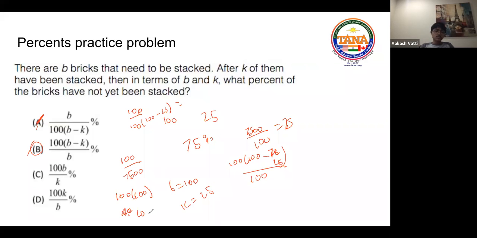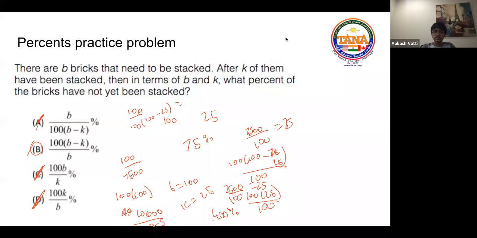So for C, you plug in 100 times 100, which is 10,000, over 25, which is 400. So you have 400. That's not 75. Then for D, 100 times 25 over 100 is 2,500 over 100, which is equal to 25, and that's not 75 either. Therefore, B is our answer.